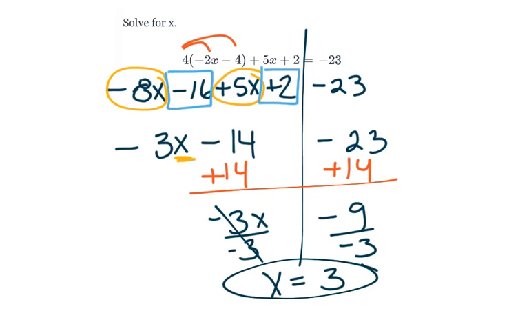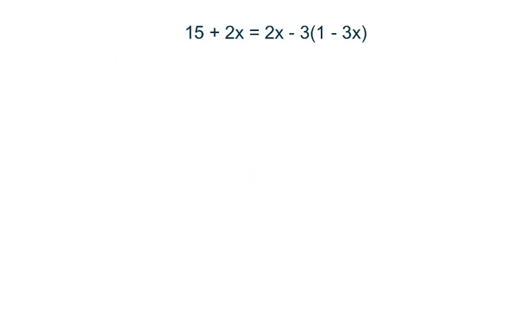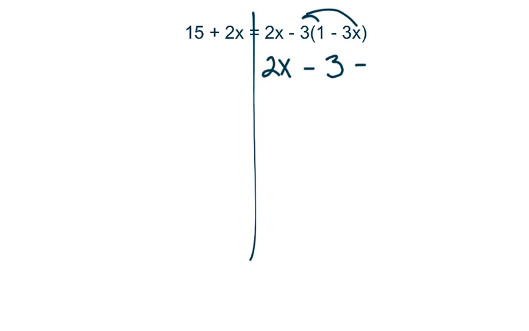Okay. I think I have one more for you guys. And this one kind of is a combination of everything. All right. So don't call me after midnight. Start with distributive property. All right. So -3 times 1 and -3 times -3x. So that gives us -3 and then positive 9x, because a negative times a negative is a positive.